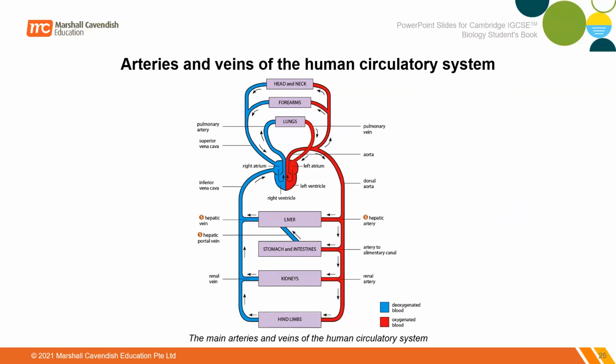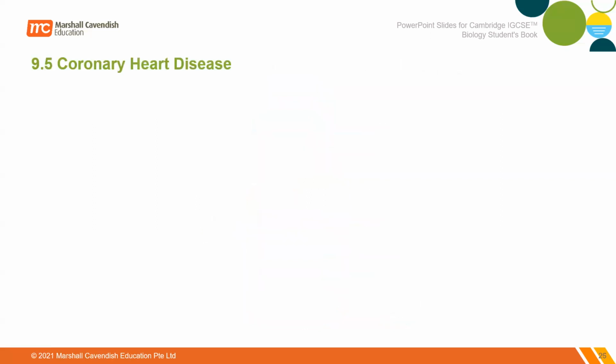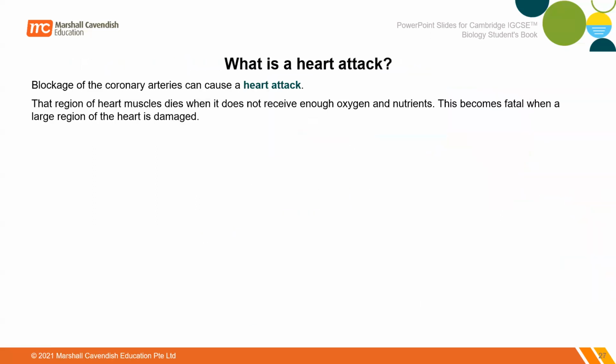Any vein or artery related to the liver is called hepatic. Any vein or artery related to the lungs is called pulmonary. Any veins or arteries related to the kidney are called renal. Any vein or artery related to the heart is called cardio, or cardiac. Fine. The last part is the coronary heart disease.